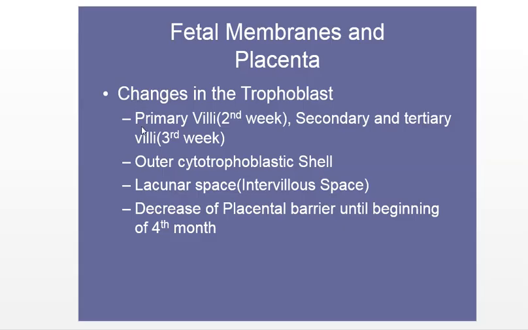As you know, the change in the trophoblast happens in the second week by formation of the primary villi, secondary and tertiary villi, but the tertiary villi is formed in the third week of the development. And we have new structures: the outer cytotrophoblastic shell, lacunal space, and decrease of placental barrier until the beginning of the 4th month.